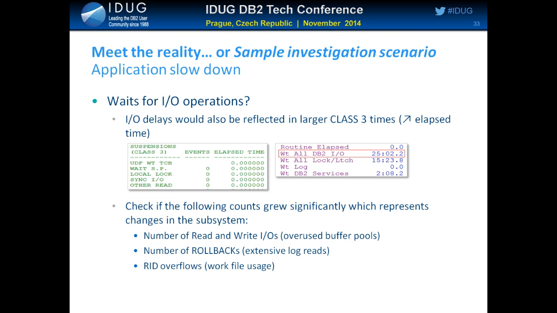There is a way to approach that. You just really need to know if it is a lot of short I/Os or just a few long-running I/Os. But in this case, when you compare, you just check if the time changed. If it changed, then you need to investigate. Maybe there were a lot of read and write I/Os, so maybe you are overusing your buffer pools. Or maybe there were a lot of rollbacks, so there was some problem.